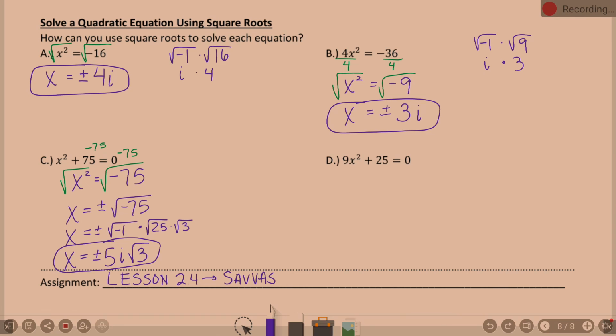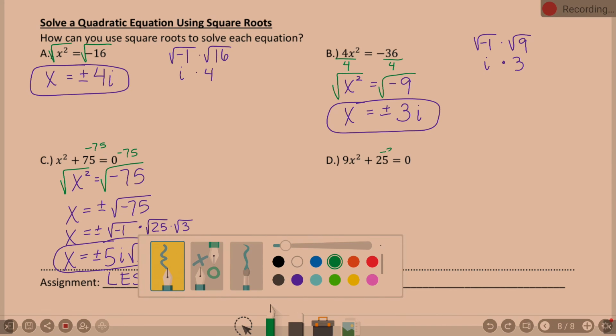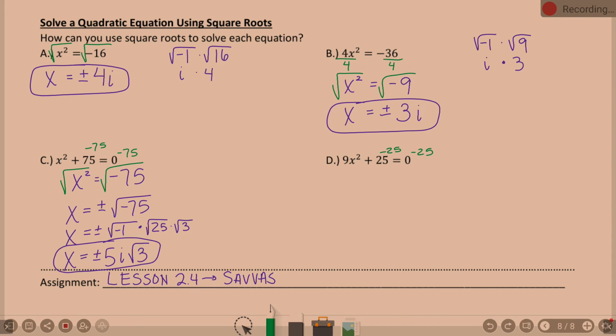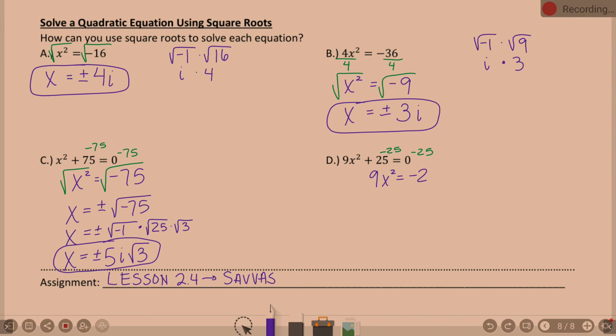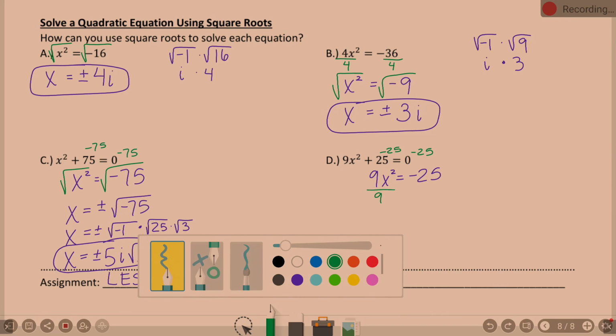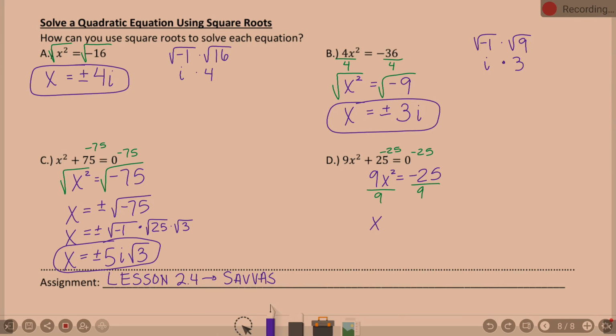Okay, last one. What are my steps to getting an x squared by itself? Subtract. Okay? We're going to subtract the 25. So now I have 9x squared equals negative 25. Is x squared by itself? What do we do to continue getting x squared by itself? Divide by 9. So now I have x squared is, what is negative 25 divided by 9?